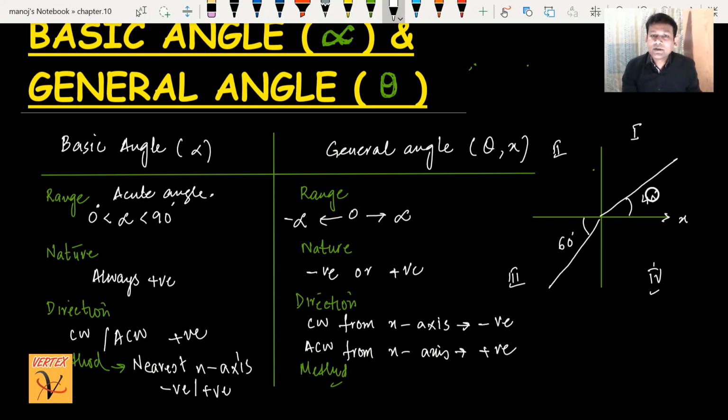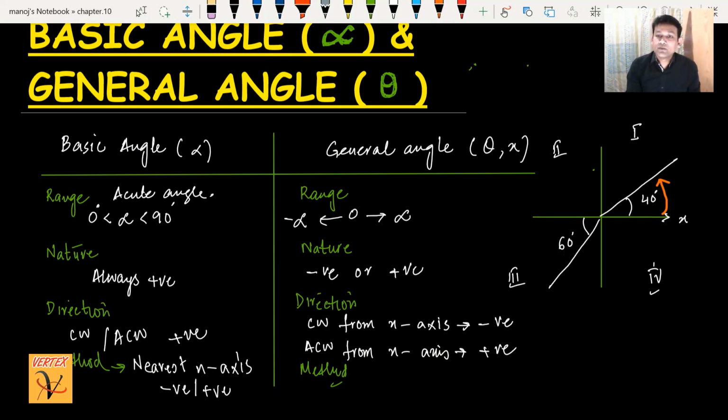The method is that I have to move to the nearest x-axis. This line has the nearest axis here, so this is your basic angle, 40 degrees, here positive. When I move to this other line, the nearest x-axis of this line is not this, the nearest x-axis is this one. Now I am moving anti-clockwise, if I move clockwise also, there is no problem. The basic angle is 60 degrees for this part, because of the nearest x-axis.